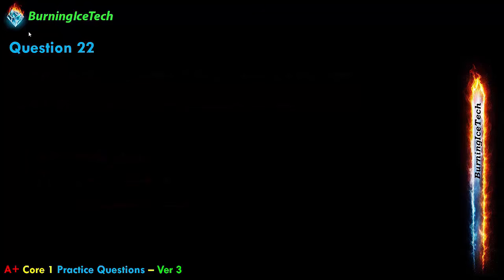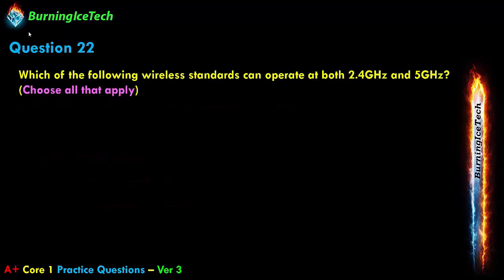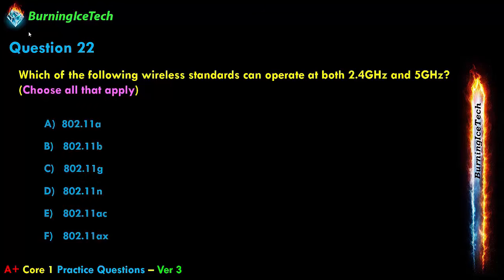Question 22. Which of the following wireless standards can operate at both 2.4 and 5 gigahertz? And you'll see, I want more than one answer from you guys. In fact, I just said choose all that apply. So if I say it like that, and this does apply in the exam too, guys, it could mean that all of these answers I've given you are correct. It could mean that none of them are correct, or any random amount could be correct.